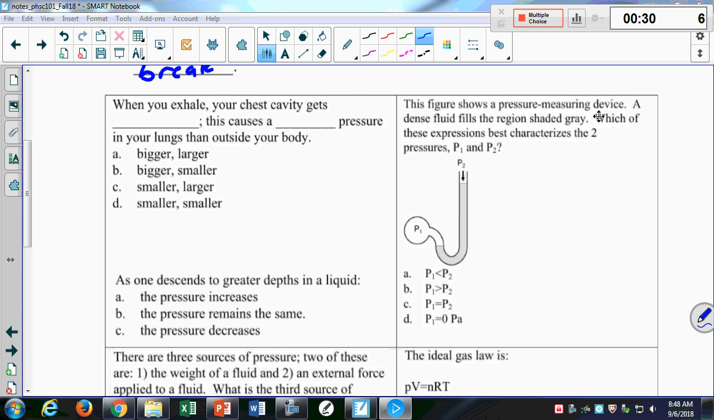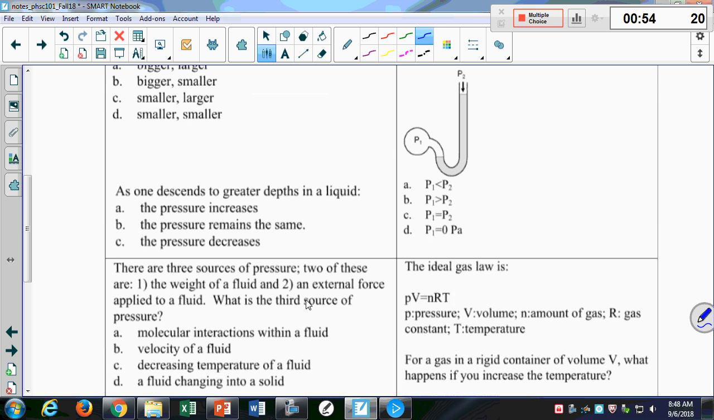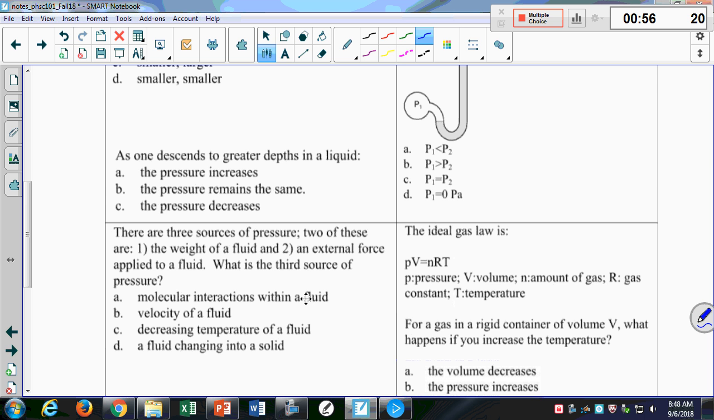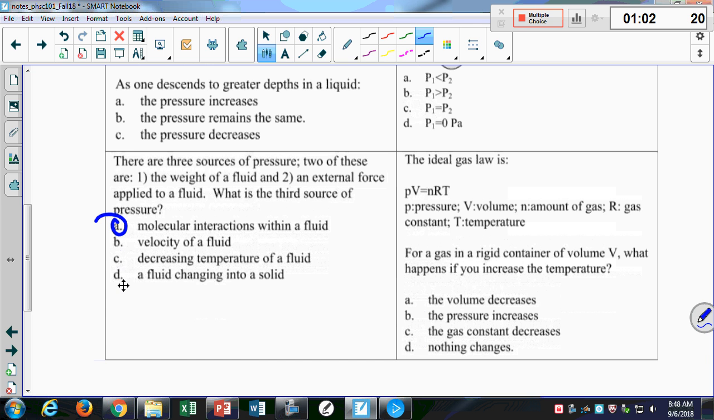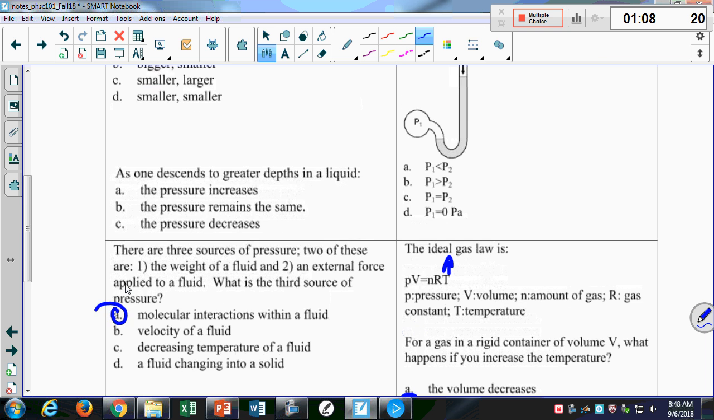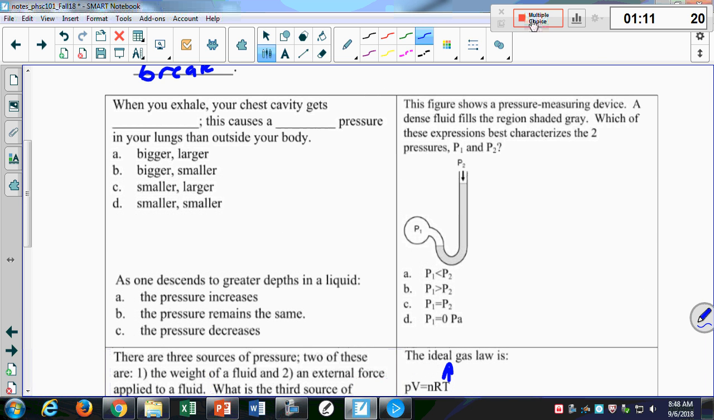Is P1 smaller than P2? Is it bigger than P2? Is it equal? Or is P1 equal to 0? Is it a vacuum? I'll finish that. I'm going to go ahead and give you the answers for these other two. If T goes up, the pressure increases. So A and B for those other two. Let's stop this at 112.